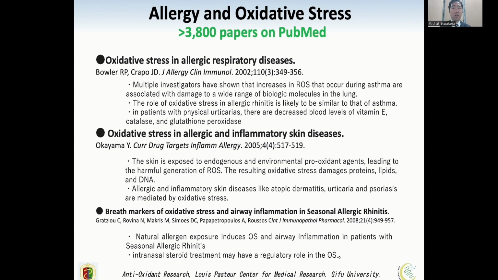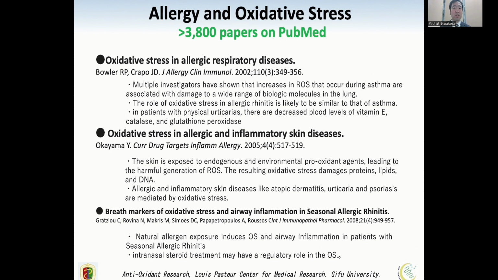Outside of asthma, the role of oxidative stress in allergic rhinitis is also described as possibly similar to that in asthma, and decreased blood levels of vitamin E, catalase, and glutathione peroxidase have been observed in allergic skin diseases. In allergic skin diseases, the skin is exposed to endogenous and environmental pro-oxidant agents, leading to the harmful generation of ROS. The resulting oxidative stress damages protein, lipids, and DNA.